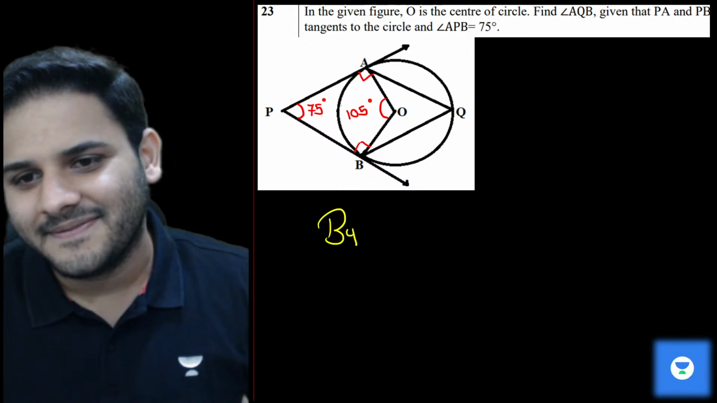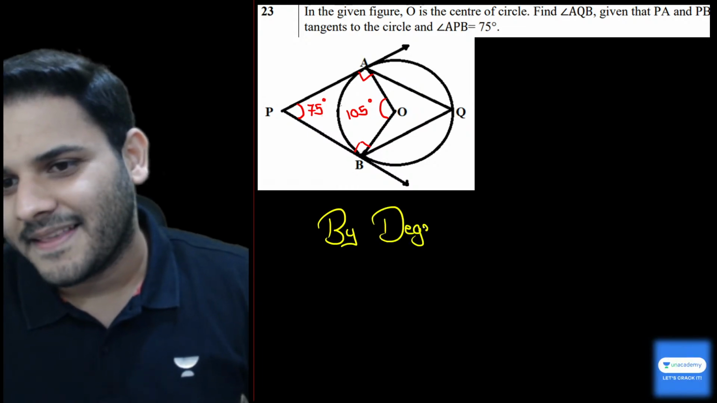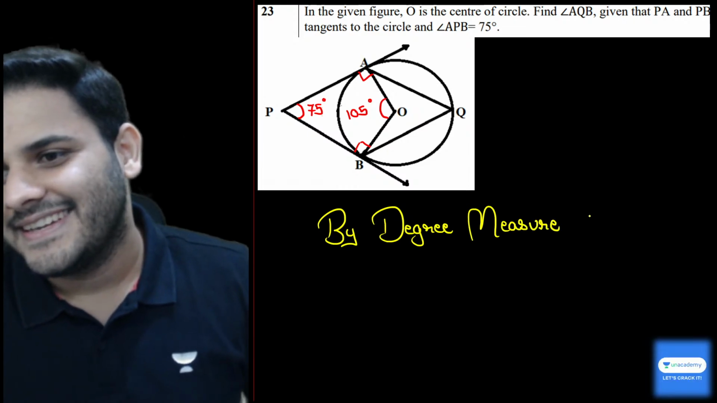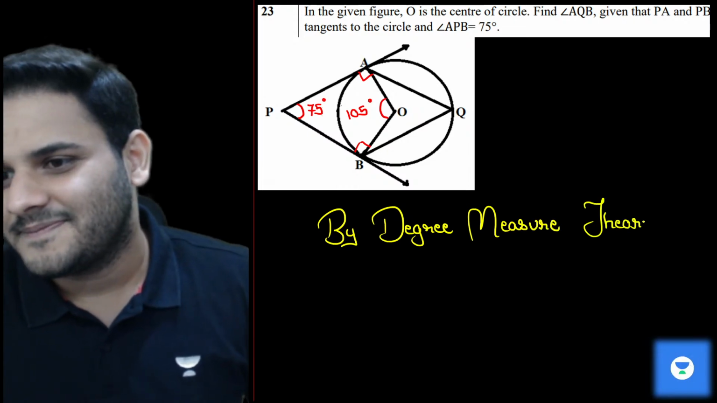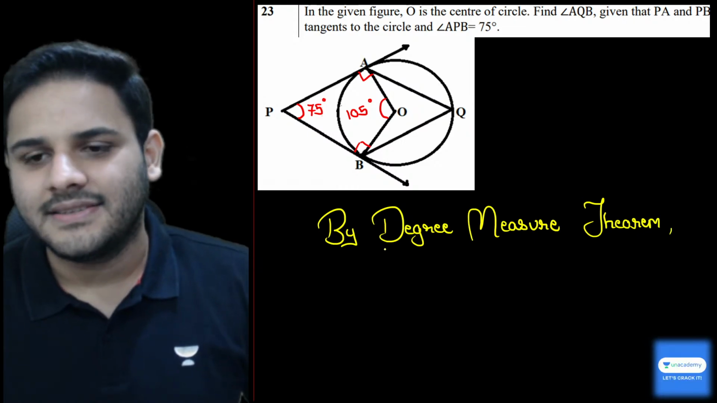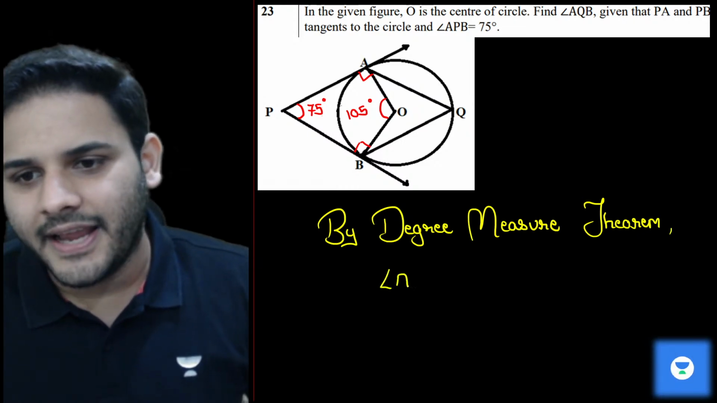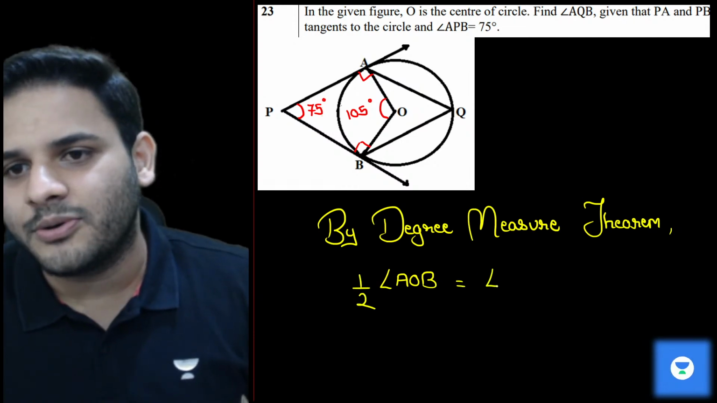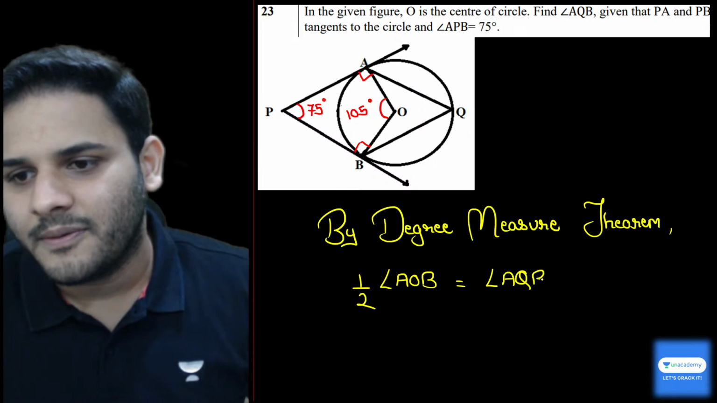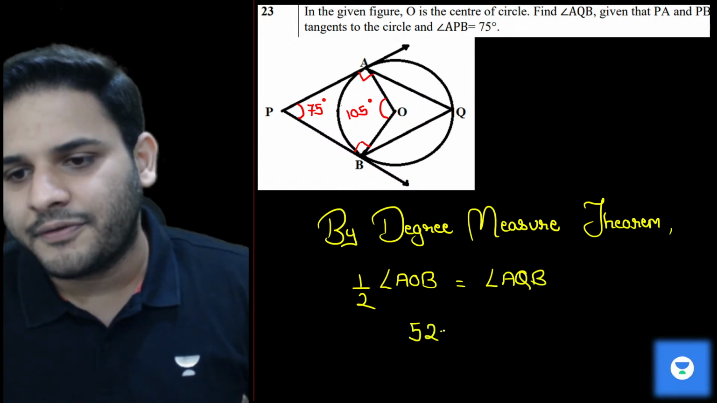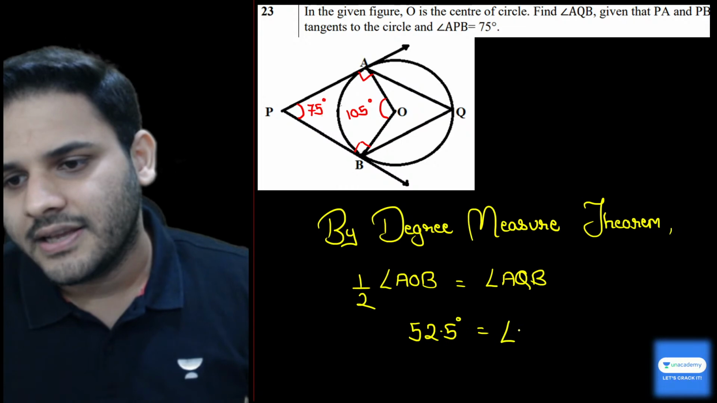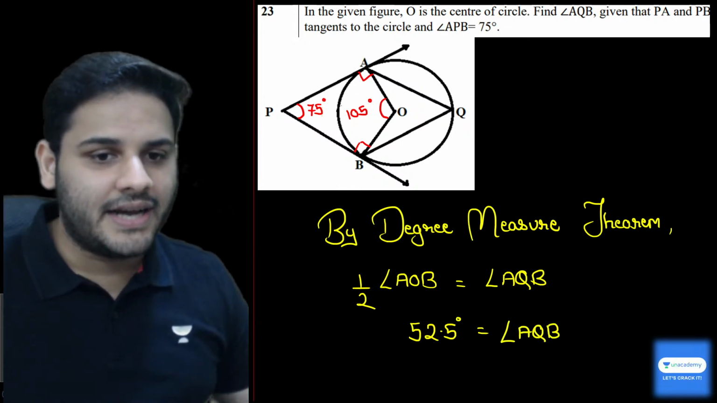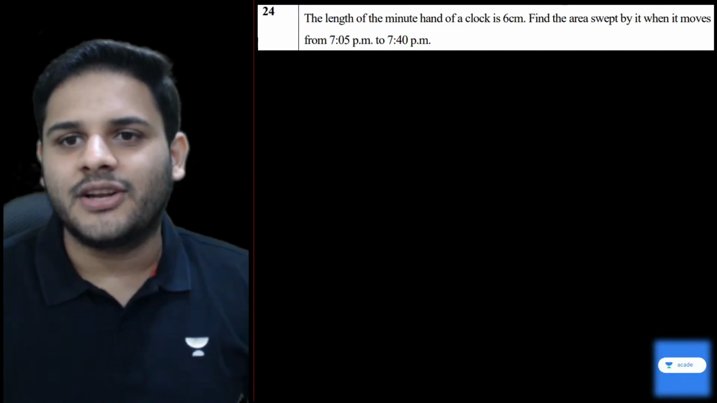So by the degree measure theorem, we will get half of angle AOB is equal to angle AQB. So it will be 52.5 degrees is equal to angle AQB. Please make sure that you write the steps correctly. Next question on your screens.